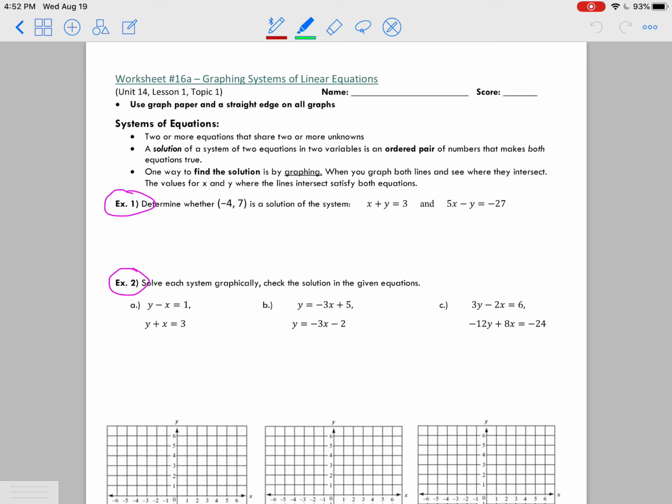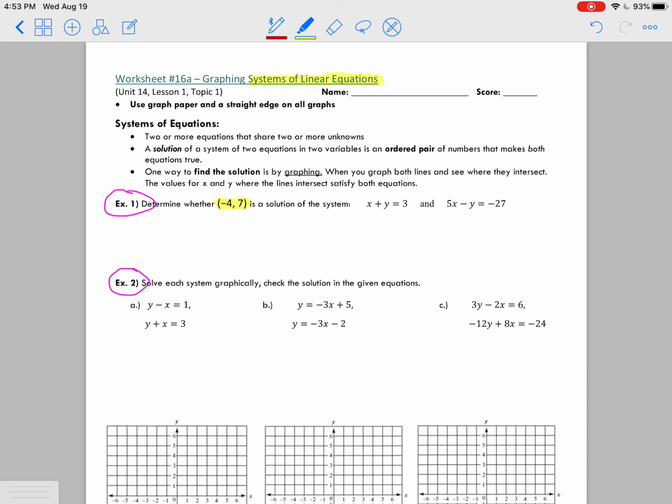All right, so example number 1. Just to remind ourselves, right now we're talking about systems of linear equations, not inequalities. Example number 1 says determine whether (-4, 7) is a solution of the system. So what they're really asking us is, at this point, (-4, 7), is this where these two lines cross each other?